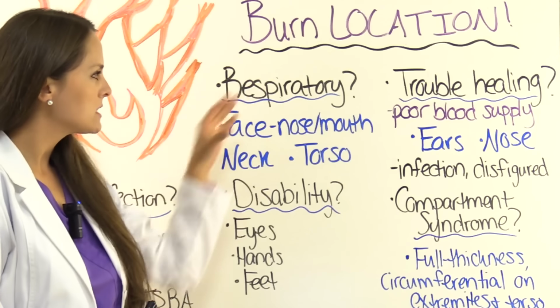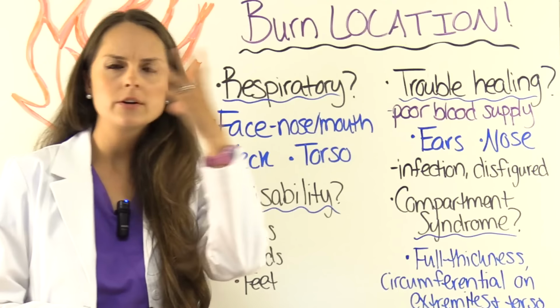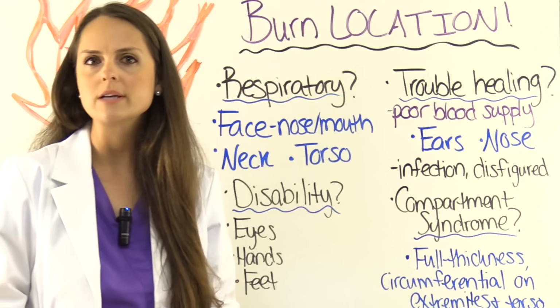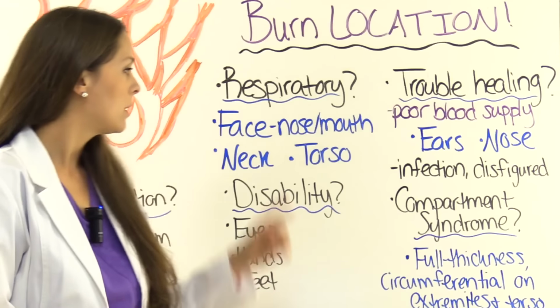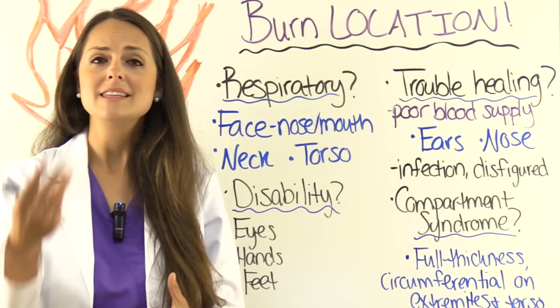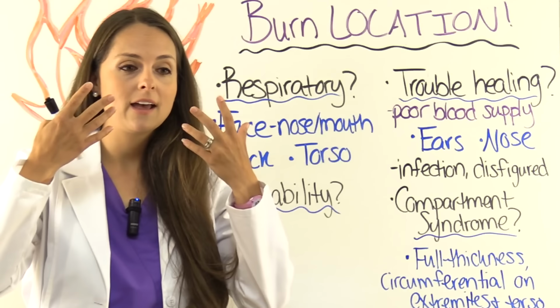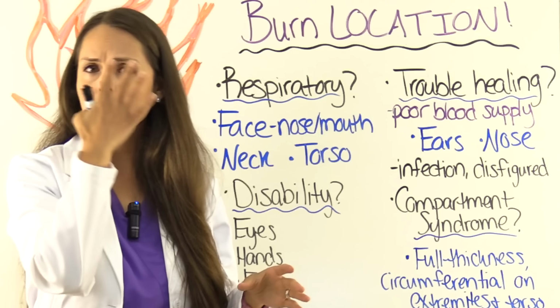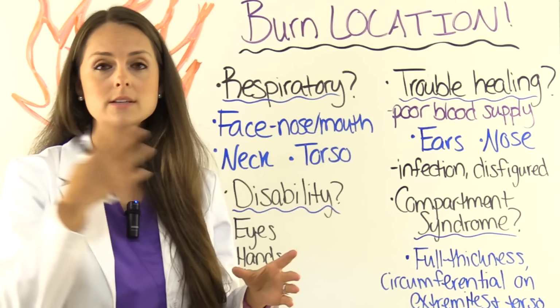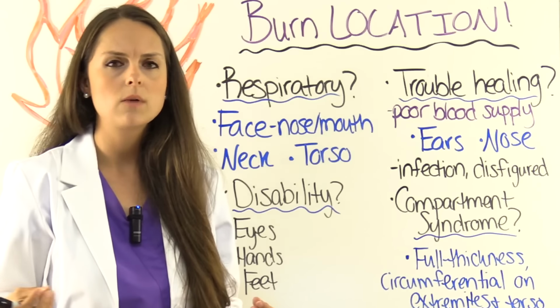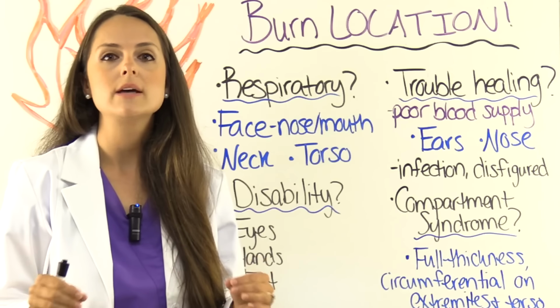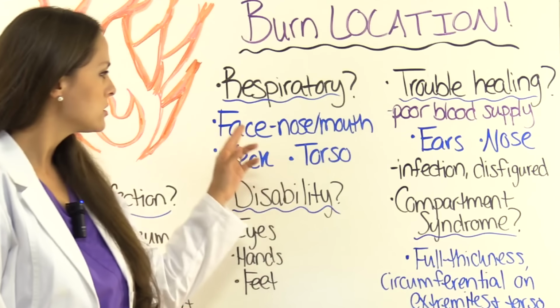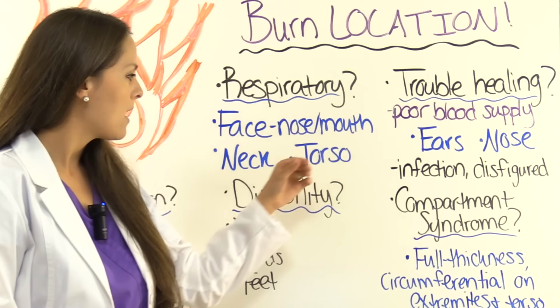Okay, let's talk about respiratory. What areas, if burned on the body, are you probably going to have some respiratory issues with? Well, a burn on the face, because this is where breathing starts. We inhale, and this is where breathing really stops because we exhale through it. And if we can't get air in or out through this area because it's burned and all that swelling that's going on, we're going to have respiratory issues. So especially those burns on the nose and the mouth.